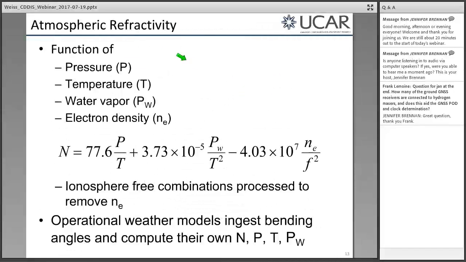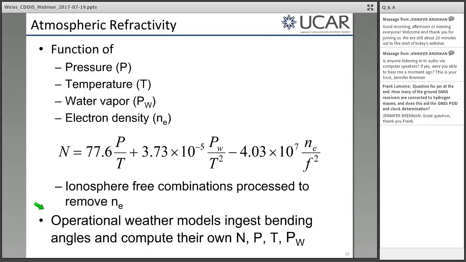So refractivity, this is a model for refractivity, N, and it is a function of a few different things: pressure, temperature, water vapor, as well as the electron content. So we generally process dual frequency linear combinations of the GNSS measurements. That allows you to remove to first order the effect of the ionosphere, so that last term mostly drops out. And then you have a function of pressure, temperature, and water vapor.